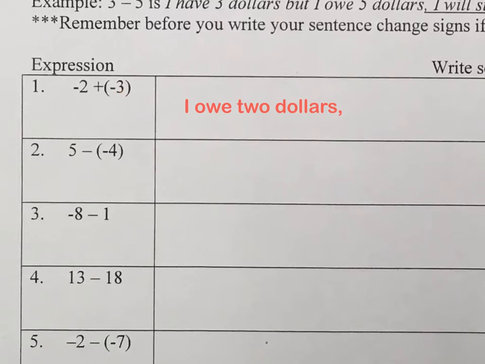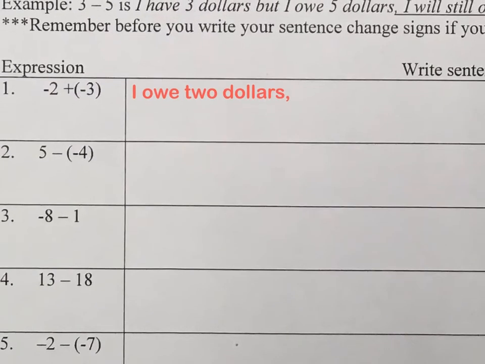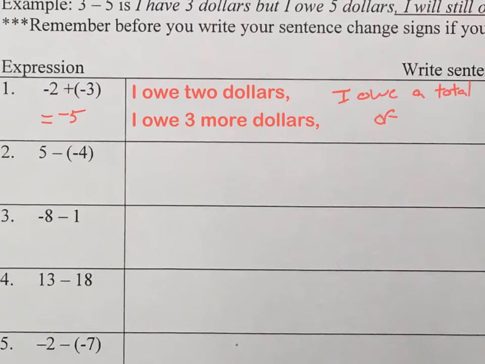Let me make some space over here. So if I owe $2 and then I owe $3 more, how am I ending up? I owe them $5, right? So I owe one person $2, I owe somebody else $3, I'm going to owe $5 altogether. So you could write that down also. I owe a total of $5. And once again, that means -5.